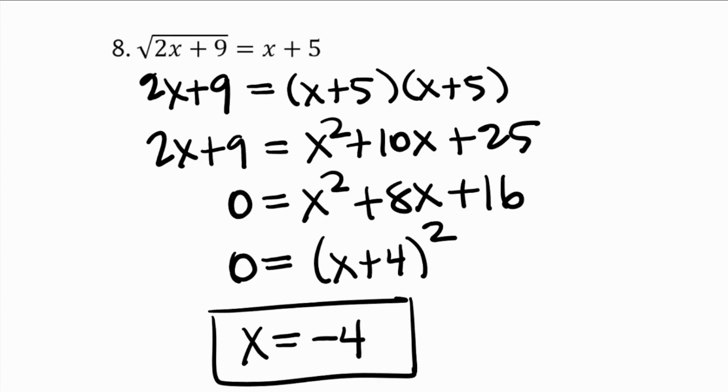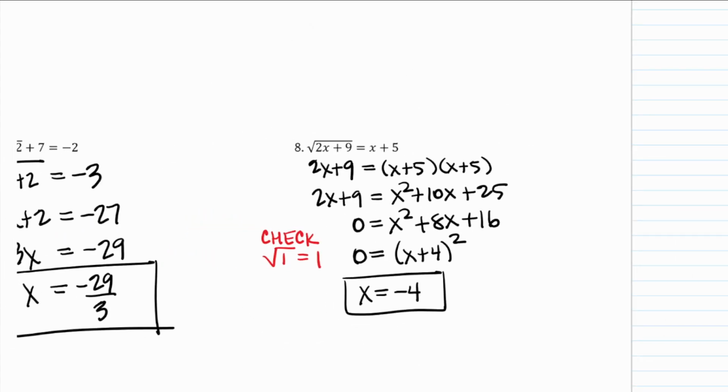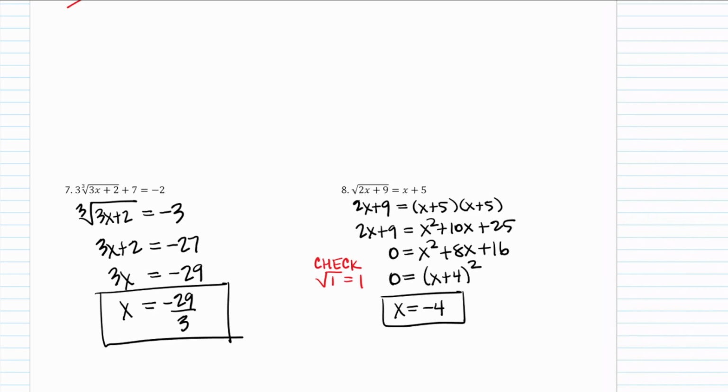Okay, I did square both sides of this equation, so I should check my answer. Okay, is the square root of -8 plus 9 equal to -4 plus 5? Yes, it is. Okay, I'm getting good. That's the correct answer. That's going to be all for this video, right?